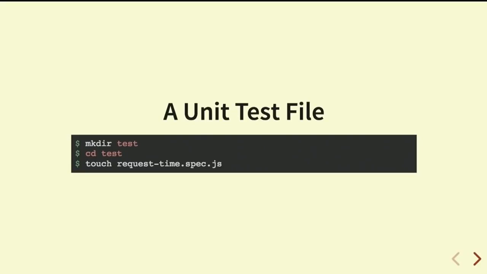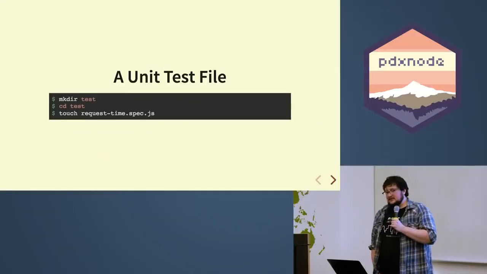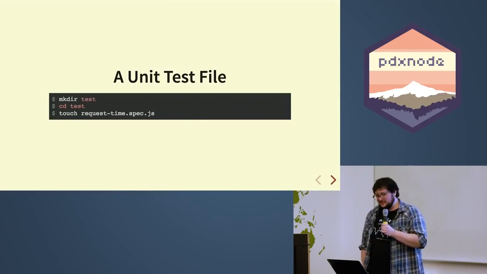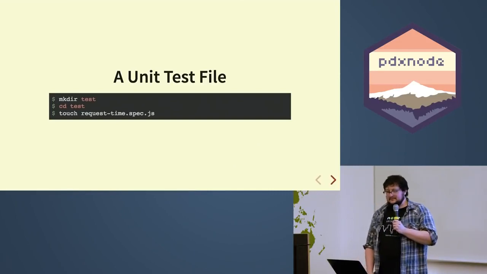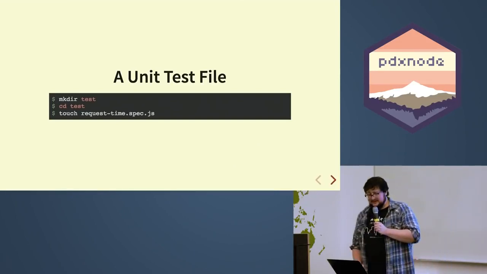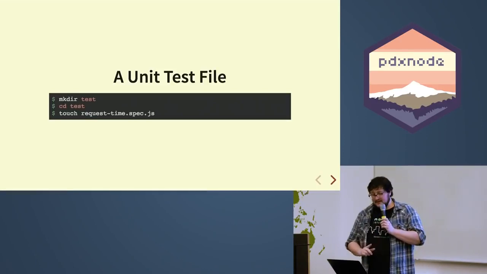By convention, we like to name these files with .spec.js. I don't know where that came from, but it's just one of those things. We always did it that way, so that's how we're doing it. But it's a good way to visually tell, oh, this is a test and not a source file. Some people like to put them next to the source files, which is another way to do it. But by default, it looks in this test directory. And the file we're going to create is request-time.spec.js, which will contain unit tests for this middleware.